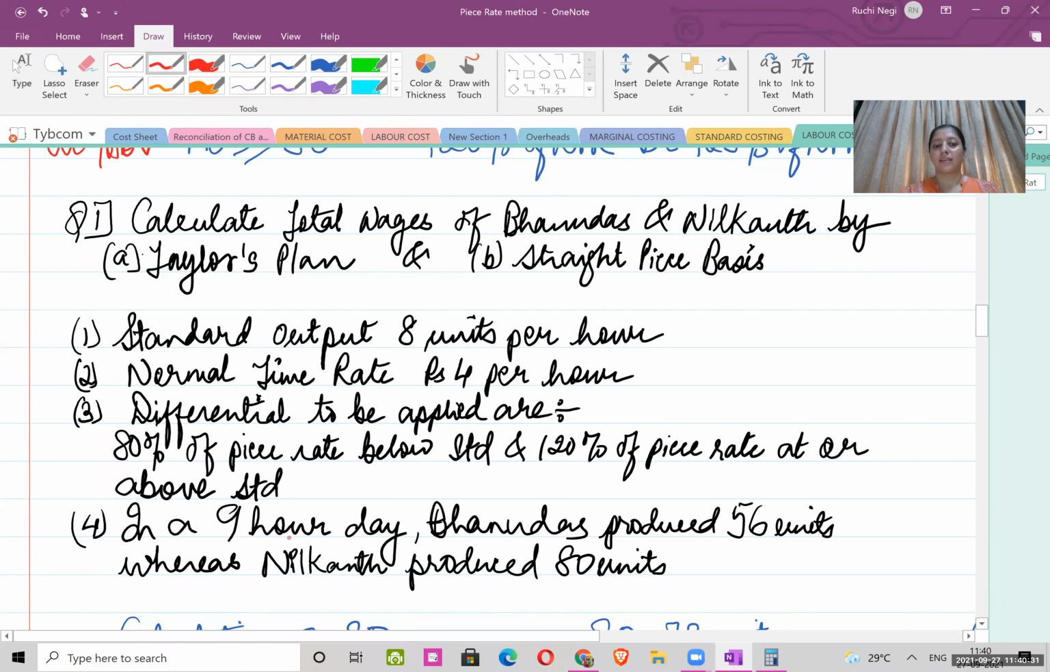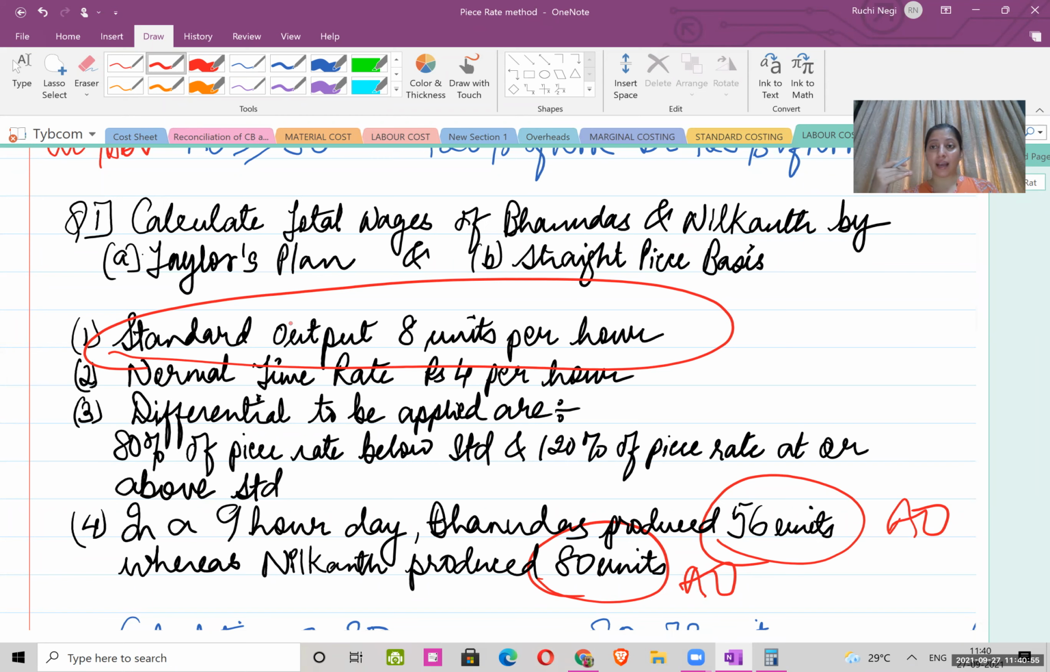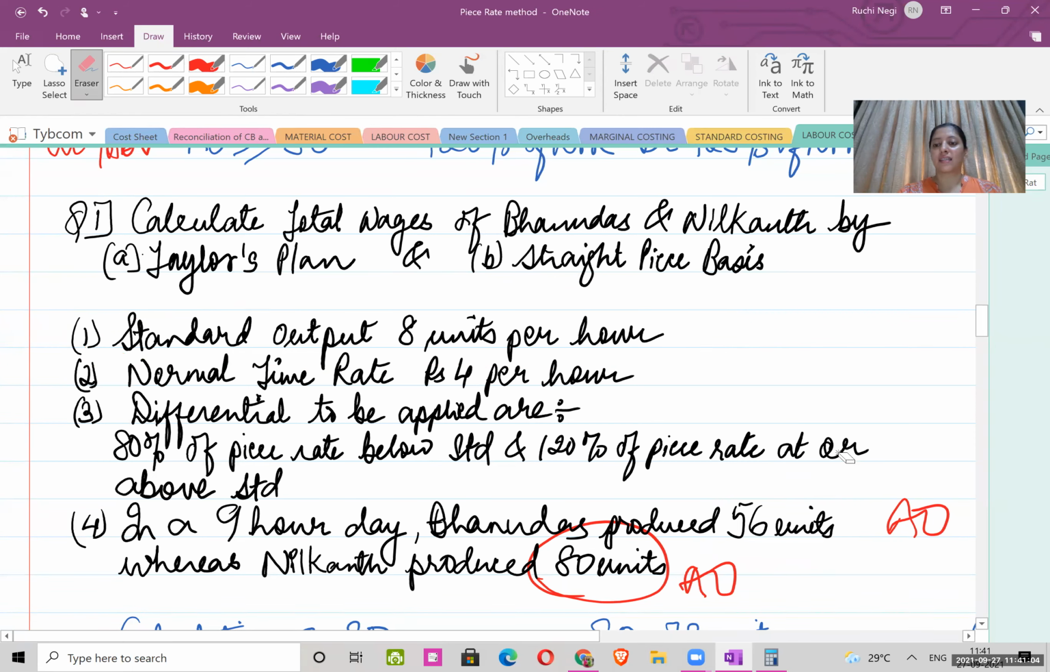Okay. And in a 9-hour day, Bhanudas produces 56 units and Neelkant is producing 80 units. So this is the actual output. Standard output is not given, that we will have to calculate using this first information. Otherwise, what will we compare with? I want to compare my actuals with the standards. If I don't know the standard output, then how will I calculate their efficiency or inefficiency? So for that I need to calculate my standard output.